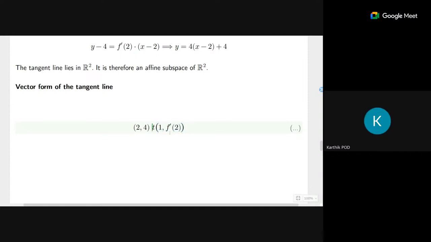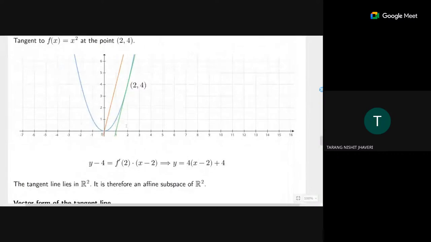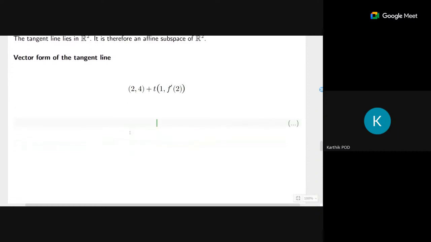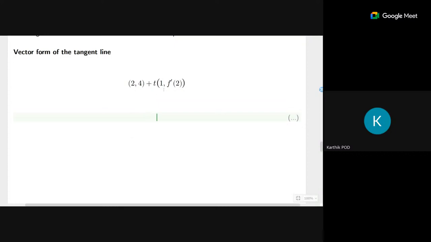So now if I add 2, 4 to it, what does this correspond to? The affine subspace. Correct, right? This is the tangent line. So the equation of the tangent line is given by, in general, if you are dealing with any f of x, not just this case.